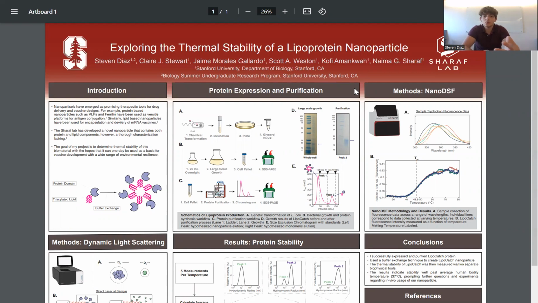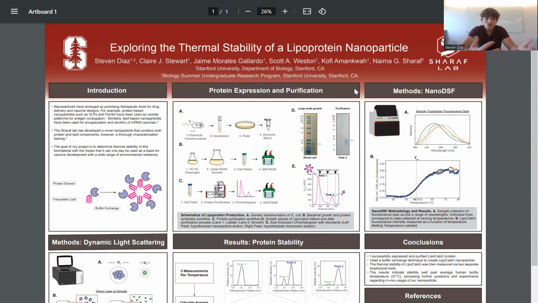Today, we will be exploring the thermal stability of a lipoprotein nanoparticle. Nanoparticles have emerged as some pretty promising tools for vaccine and therapeutic design. The Sharaf lab has developed a novel biomaterial based on bacterial lipoproteins. We call this material the lipocatch. This material self-assembles into a nanoparticle under proper conditions.